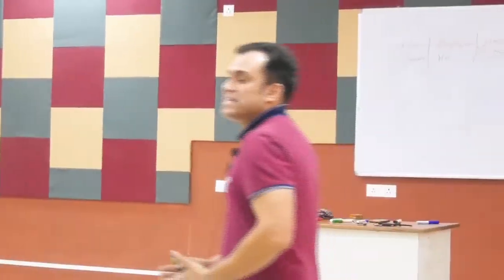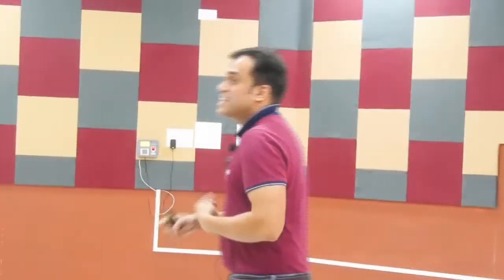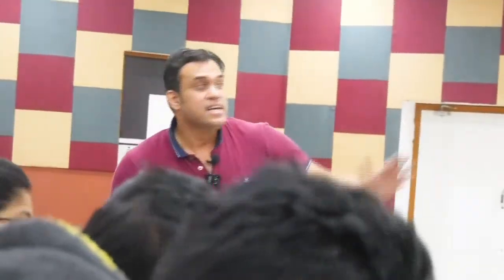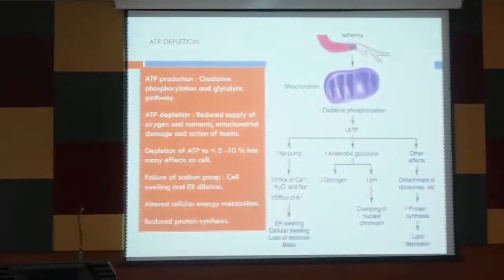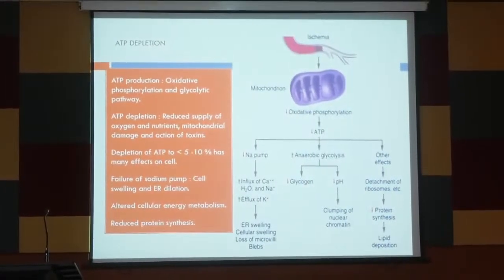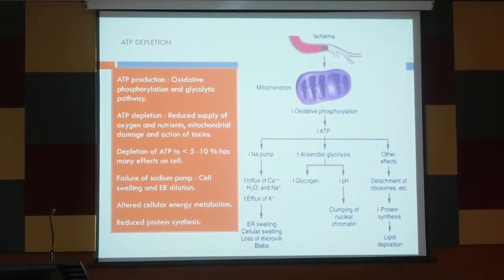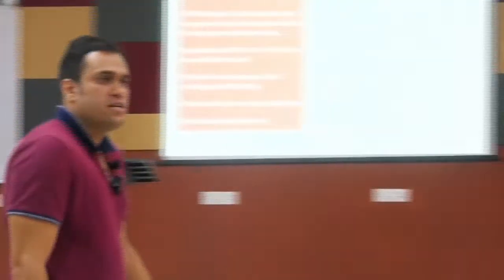So glycogen stores will be depleted. That's why the patient becomes thin and emaciated. Patients after a particular time report this. This is the reason: decrease in glycogen content of the body, and there will be decrease in the pH. The pH will become acidic. This will result in clumping of the nuclear chromatin.